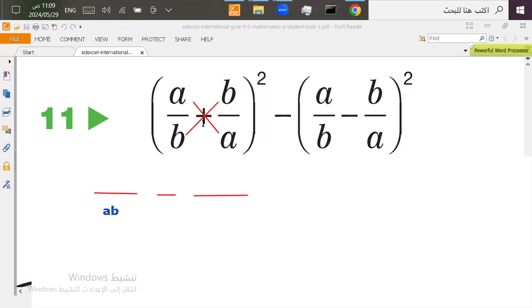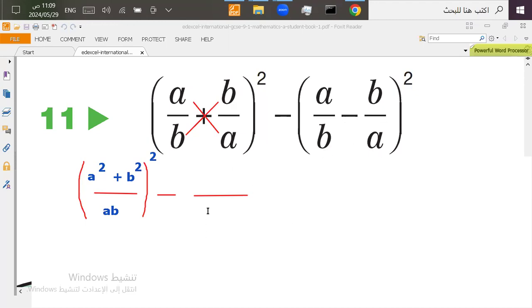Now we cross multiply. So A times A is A power of 2, like this. And B times B is B power of 2, and we have plus between them. So plus B power of 2, like this. And the whole thing is power of 2, like this, because this square we didn't use it. So the whole thing will be inside brackets with a power of 2. Okay. And then minus here, same idea.